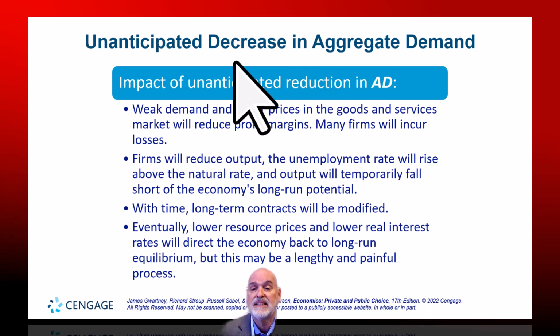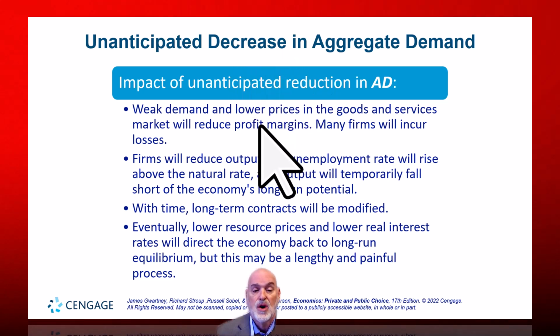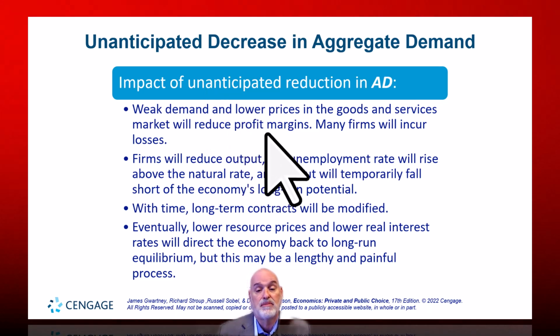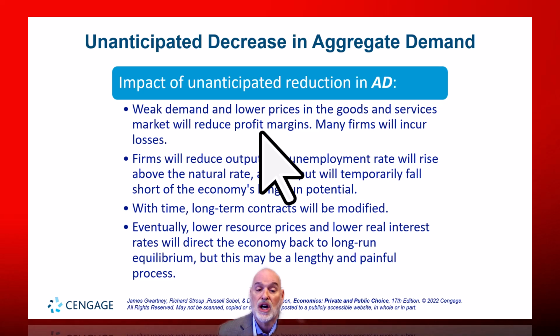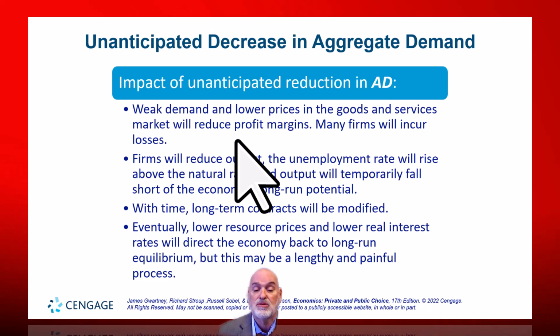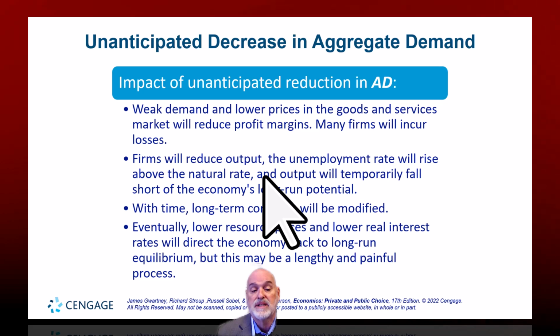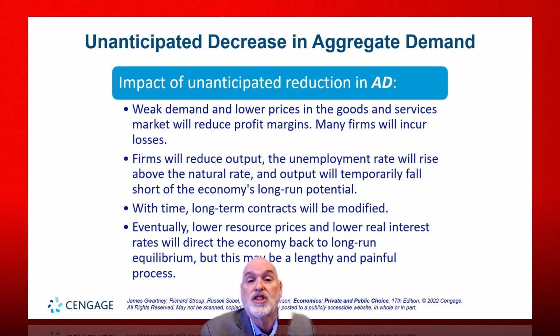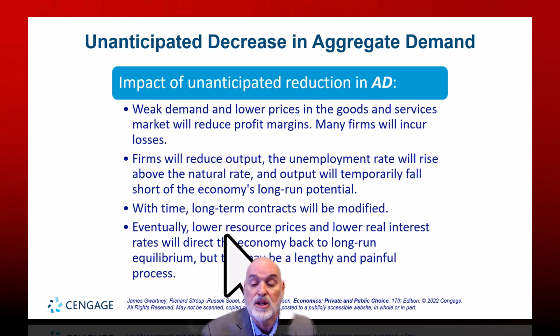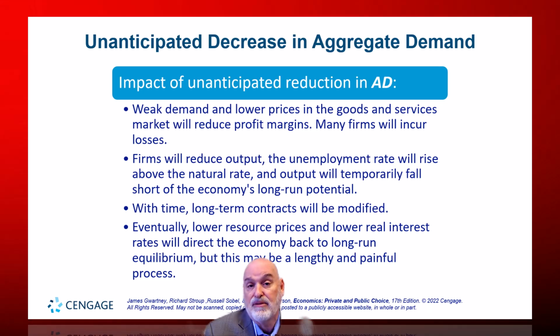Unanticipated decrease in aggregate demand. Weak demand and lower prices in the goods and services market will reduce profit margins. Many firms will incur losses. Firms will reduce output, the unemployment rate will rise above the natural rate, and output will temporarily fall short of the economy's long-run potential. With time, long-term contracts will be modified. Eventually, lower resource prices and lower real interest rates will direct the economy back to long-run equilibrium, but this may be a lengthy and painful process.